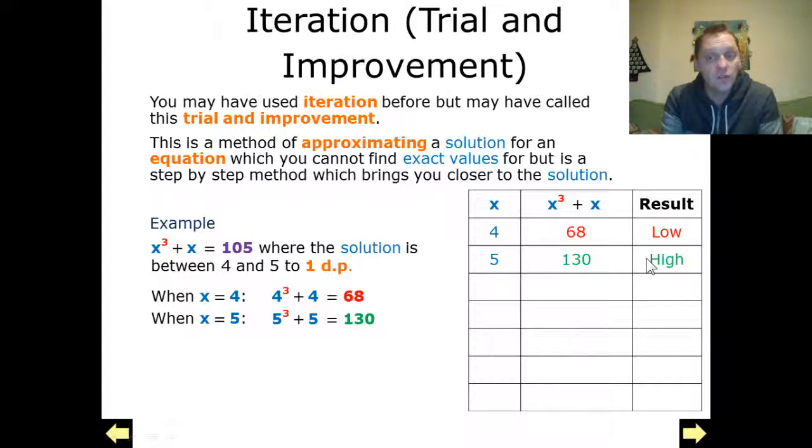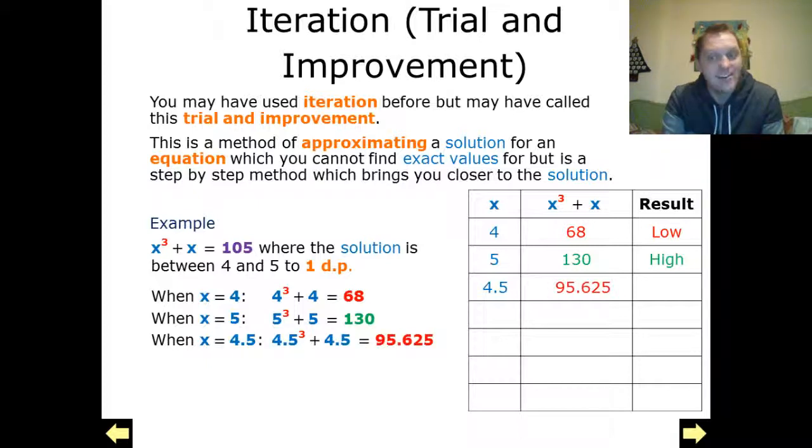So after I've tried my 4 and 5, I'm going to try 4.5. Substituting in 4.5 into my equation, I get 95.625. I've tried 4.5 because I want to see if my answer is closer to 4 or closer to 5. Now, because my 4.5 is too low, I know that now my answer is between 4.5 and 5.